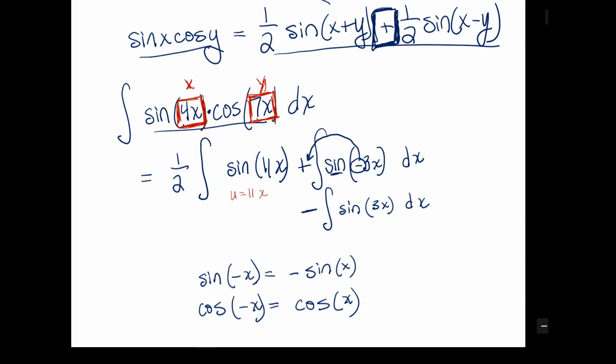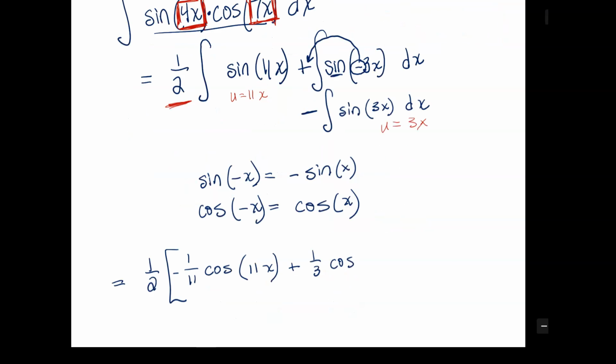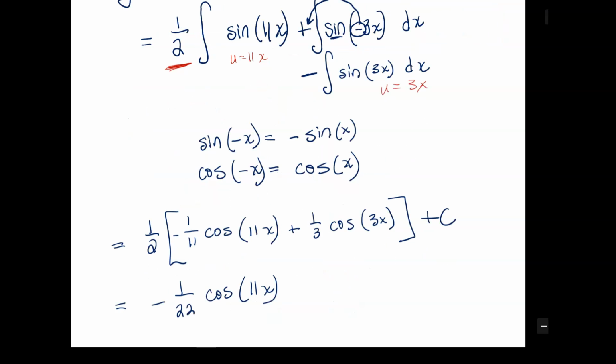So now that would make it a little bit easier, and we could do a u substitution here for 3x and get that antiderivative. And don't forget, at the very end, the 1/2 applies to the whole thing. I encourage you to pause and try to finish this one, but I am going to write the answer below. If you want to work it, pause now. So for the antiderivative, I got negative 1/22 cosine of 11x plus 1/6 cosine of 3x plus c.